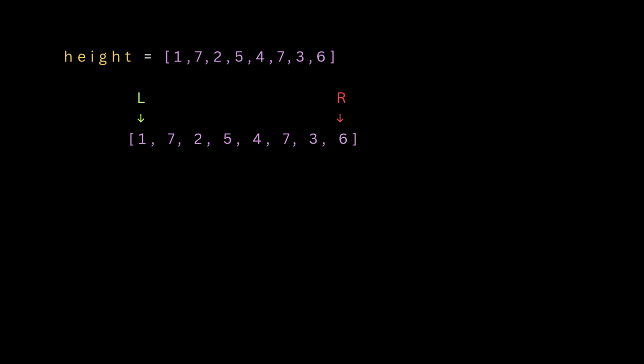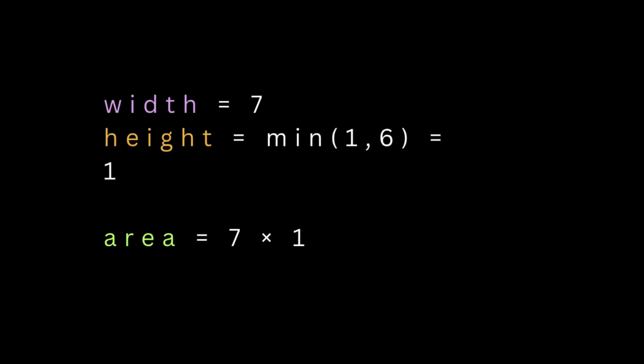Instead of checking every pair, we'll start with two lines that are farthest apart. So one pointer starts at the left and one starts at the right. Our left height is 1 and our right height is 6. The width is 7. The shorter height is 1, so the area is 7 times 1, which is 7. And that's our current maximum.